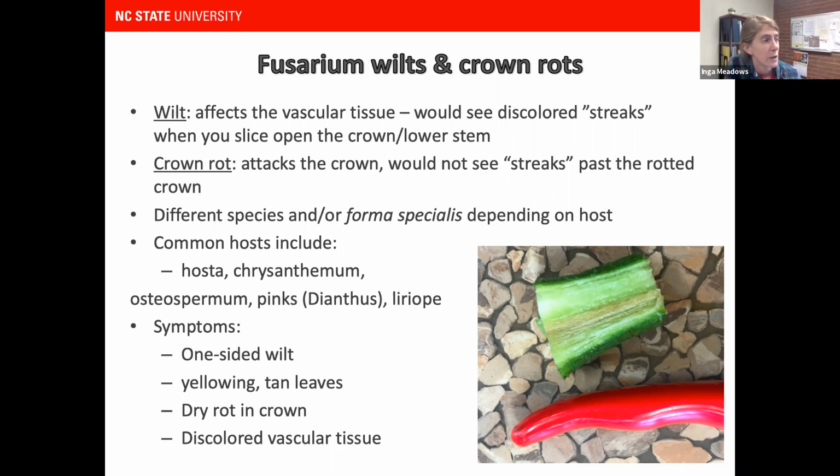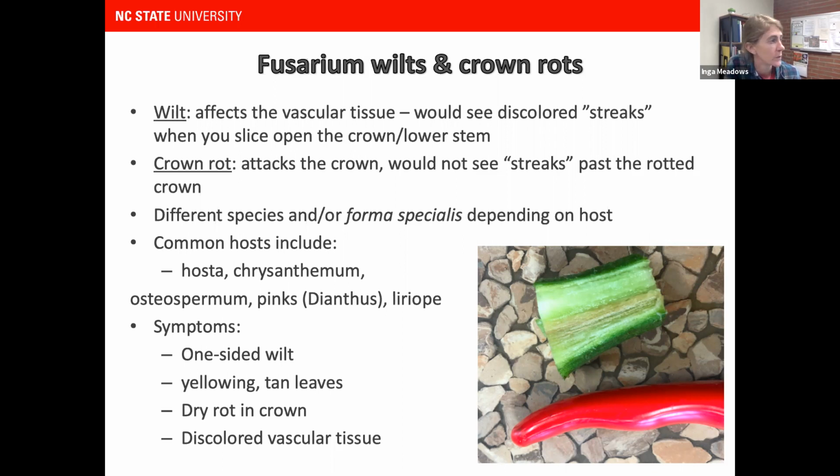And the crown, when I say crown, I mean the base of the plant right at the soil line. There you would not see streaks past the rotted crown. So different species and/or forma specialis can cause Fusarium wilts and crown rots. It depends on the host. Forma specialis, all that means is it's a strain of that species that is specific to a given host.